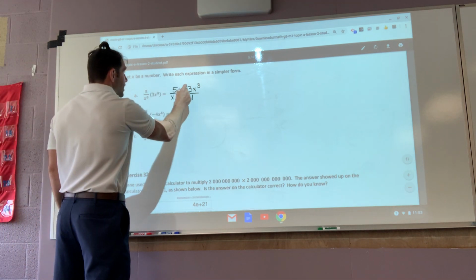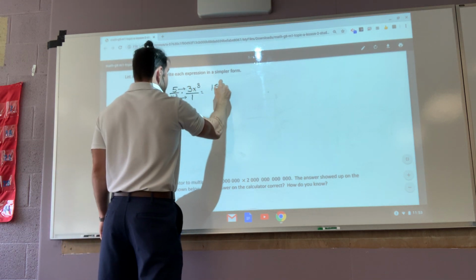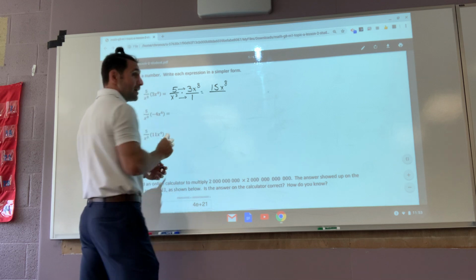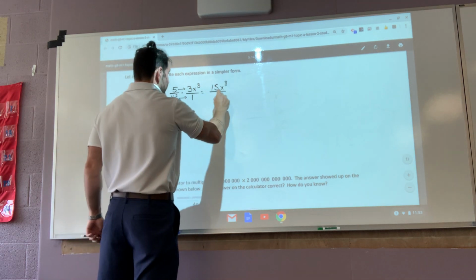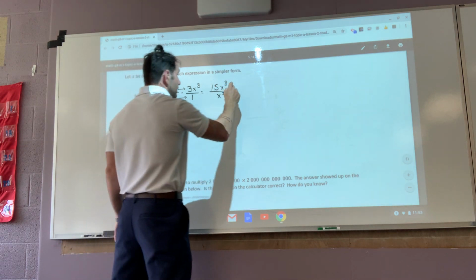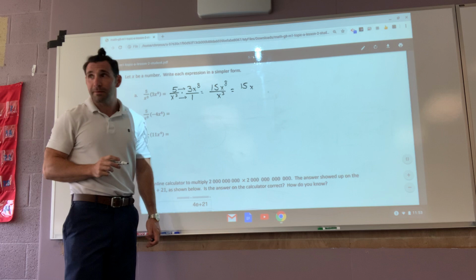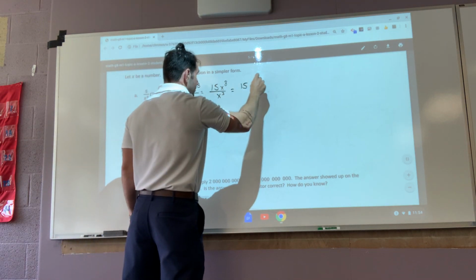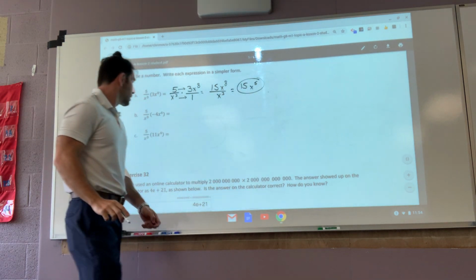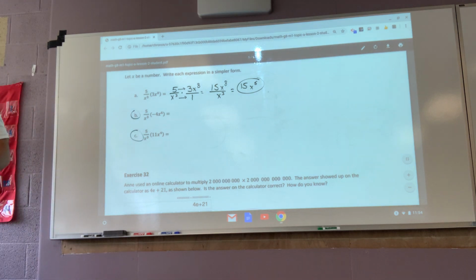When we multiply fractions, we multiply directly across. 5 times 3 is 15, x to the 8th. Divided by x to the third times 1 is still x to the third. Do we have like bases? Hot dog, hot diggity dog. We keep the 15, we keep the base. 8 minus 3 is 5. I'd like you to do B and C the same way. So pause me, give B and C a try.